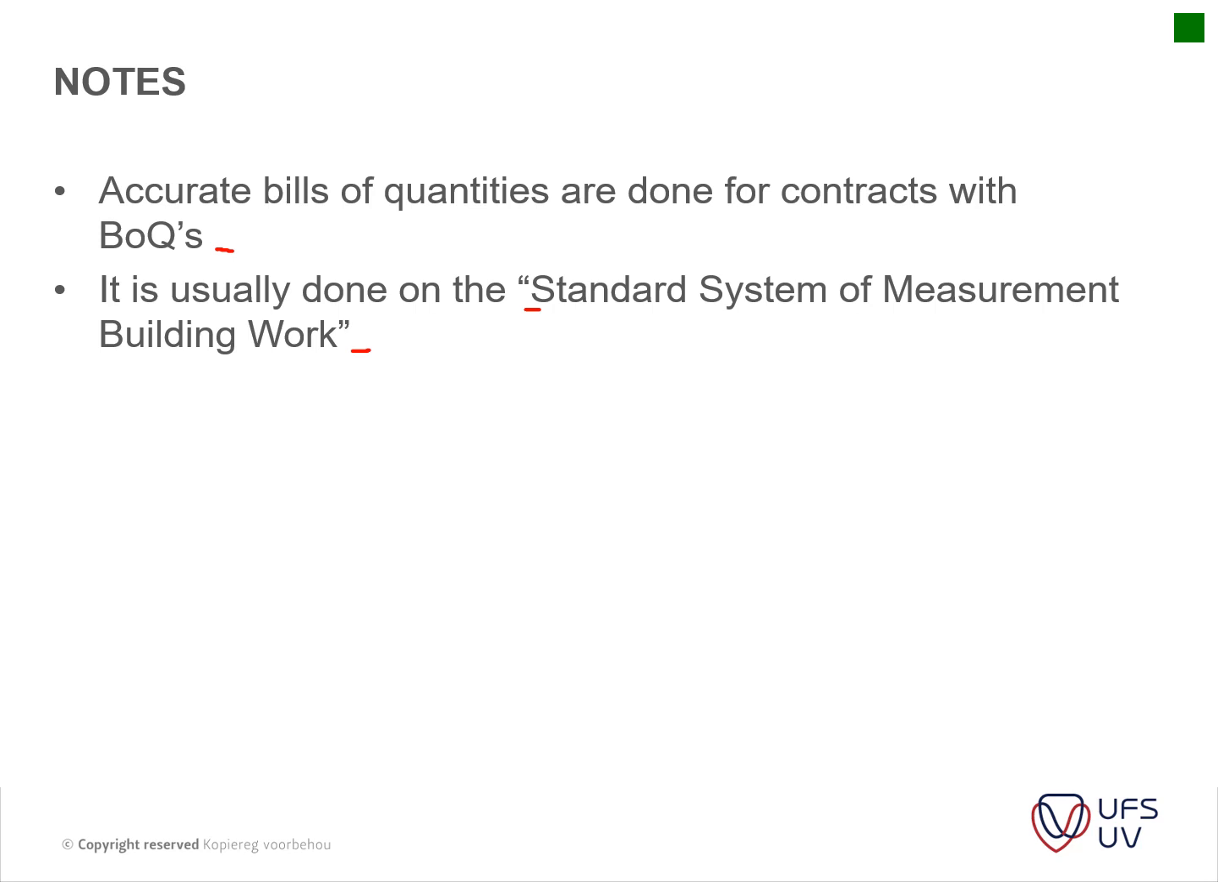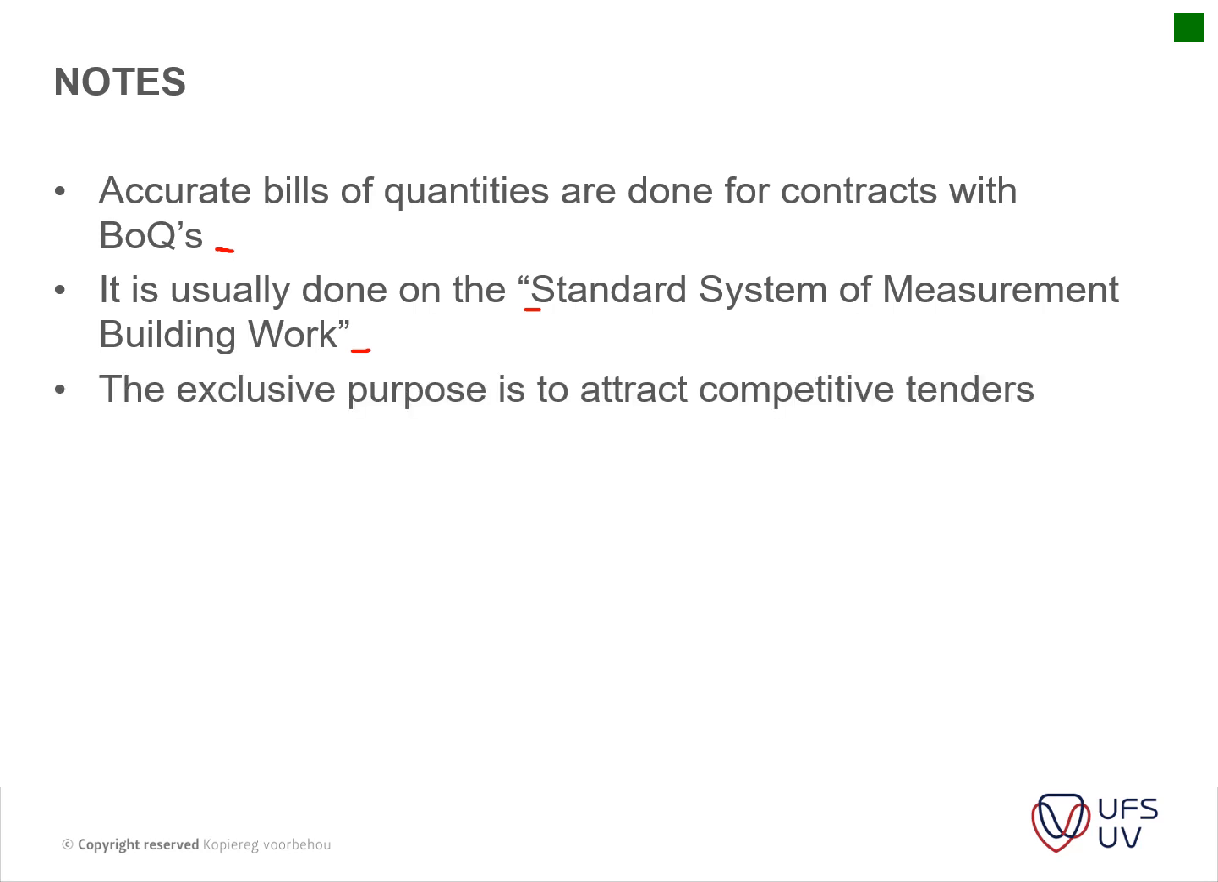So whenever there's a difference between the contractor and the principal agent, one can go back to the standard system and see how these items are actually measured and how they are paid for. The exclusive purpose is to attract competitive tenders. Okay, so the bills of quantities gives the contractor the opportunity to price a bill accurately.